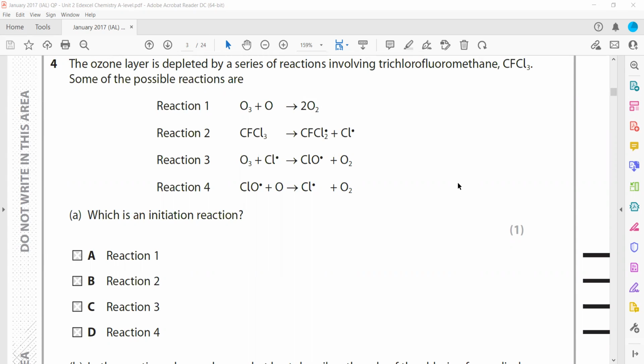The ozone layer is depleted by a series of reactions involving trichlorofluoromethane, CFCl3. Some of the possible reactions are shown. Which is an initiation reaction? Initiation, how to identify initiation? When free radicals are produced, that is how the reaction starts. Like when the product is free radicals. So which one involves free radicals? You can see this reaction involves free radicals. Both products are free radicals. That's why we call it initiation.